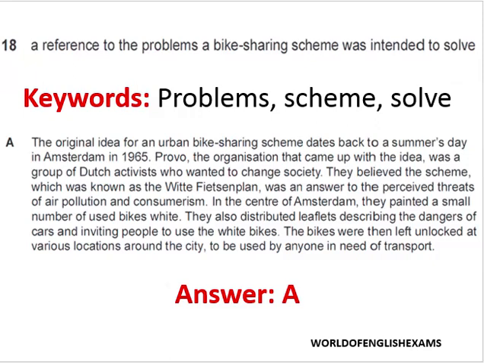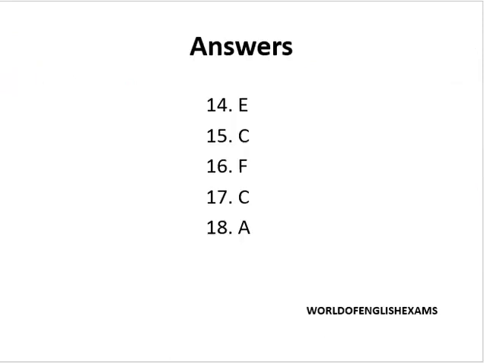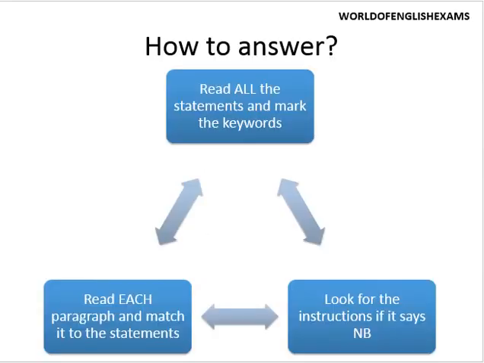So now let's go back to the answers and see. This is the answer key: E, C, F, C, A. Can you see that the paragraph C is repeated twice? So that was what I meant with the instruction called NB. Look for the instructions if they say NB, which means you can repeat any letter more than once.